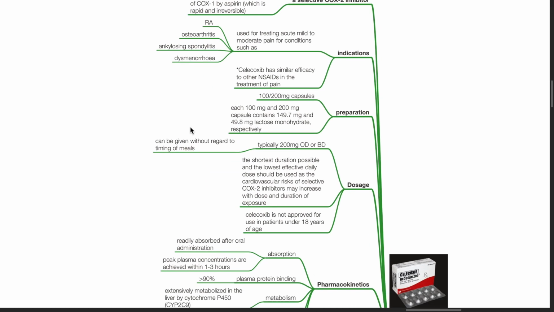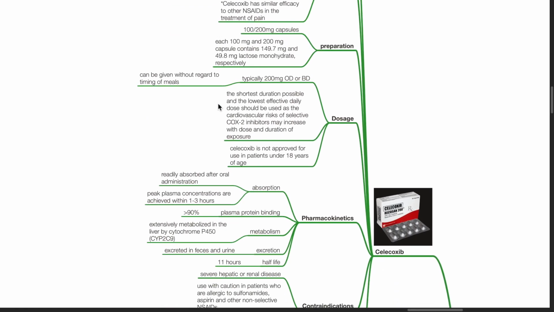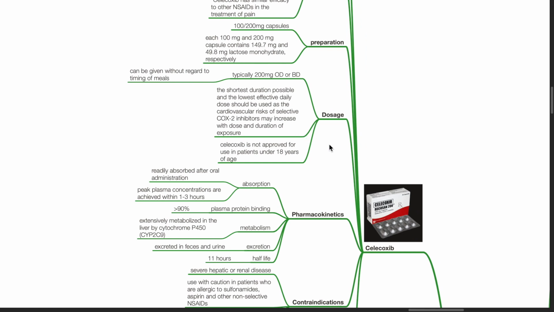Preparations include 100 or 200 mg capsules. Each 100 mg and 200 mg capsule contains 149.7 mg and 49.8 mg lactose monohydrate respectively. Dosage. The dose for celecoxib is typically 200 mg OD or BD and can be given without regard to the timing of meals. The shortest duration possible and lowest effective daily dose should be used as the cardiovascular risk of selective COX-2 inhibitors may increase with dose and duration of exposure. Celecoxib is not approved for use in patients under 18 years of age.